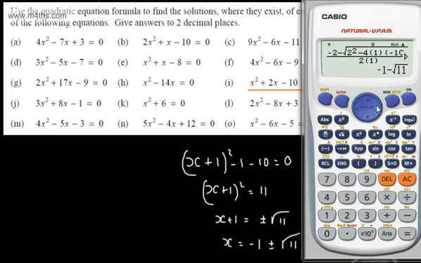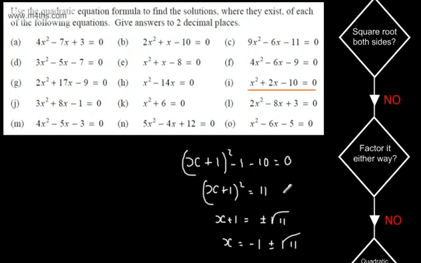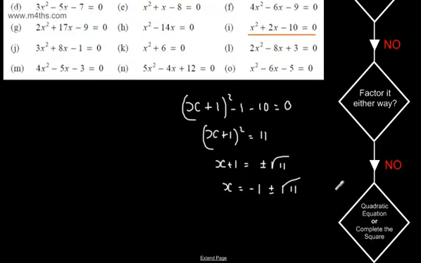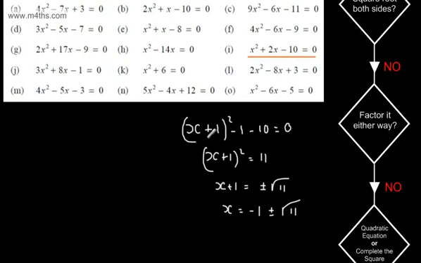Minus 1 minus root 11, and then we had minus 1 plus root 11. And that's what we've got. And that's called completing the square. I'm not going to spend too long on this, as there are multiple tutorials on this. But this is another way of solving a quadratic equation when we can't factor it.